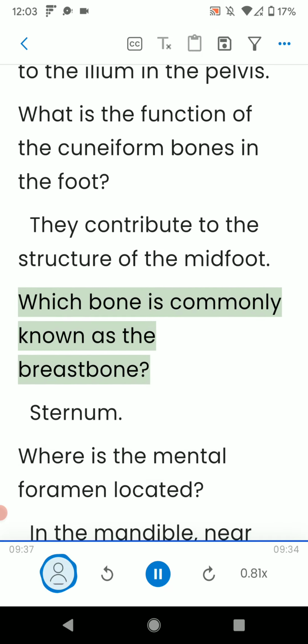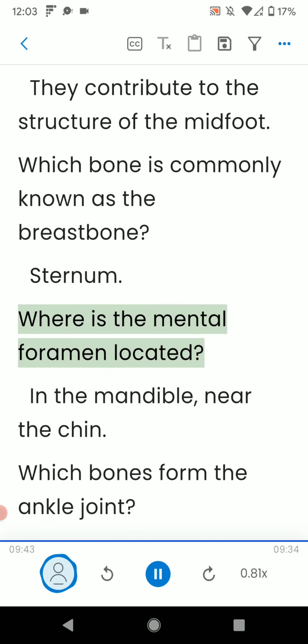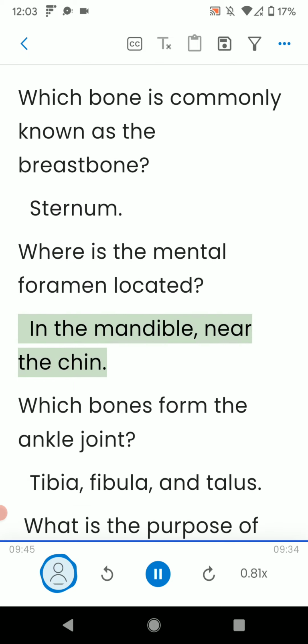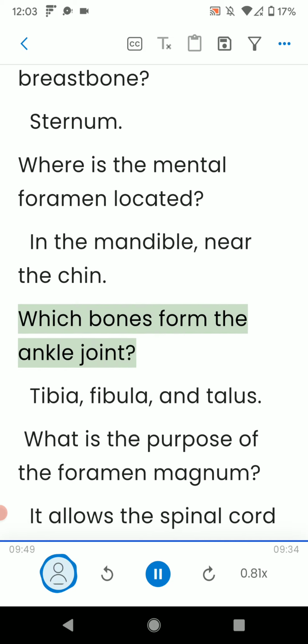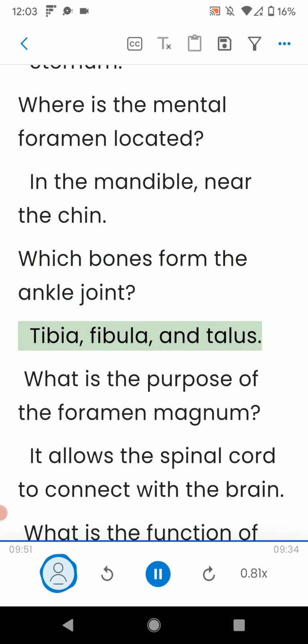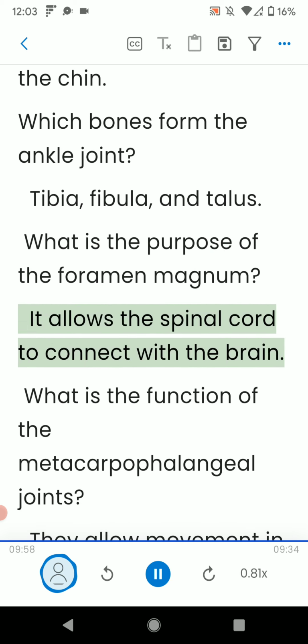Which bone is commonly known as the breastbone? Sternum. Where is the mental foramen located? In the mandible, near the chin. Which bones form the ankle joint? Tibia, fibula, and talus. What is the purpose of the foramen magnum? It allows the spinal cord to connect with the brain.